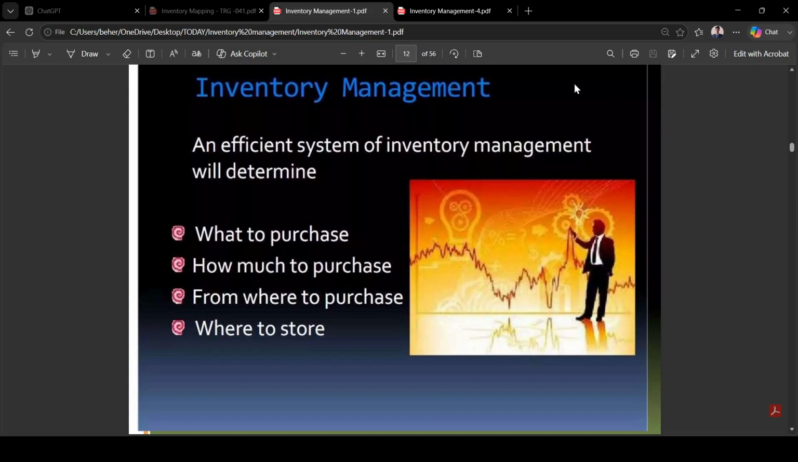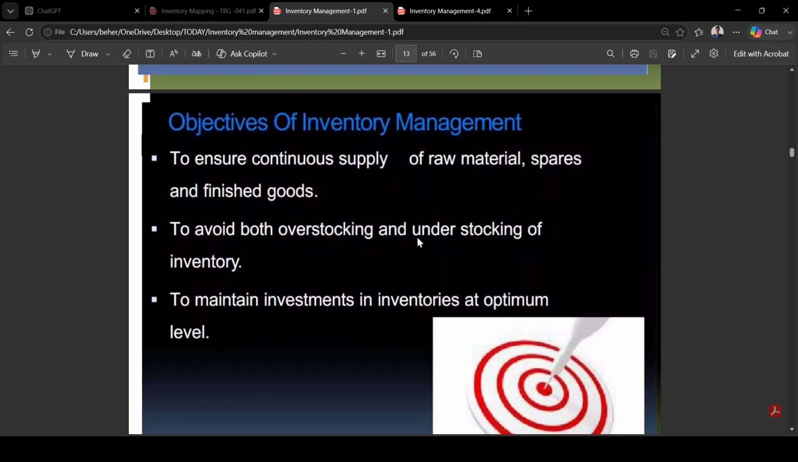An efficient system of inventory management will determine what to purchase, how much to purchase, from where to purchase, and where to store. The objective of inventory management is to ensure continuous supply of raw materials, spares and finished goods, to avoid both overstocking and understocking of inventory, and to keep money invested in inventory at an optimum level.